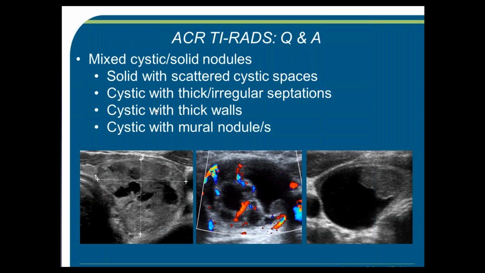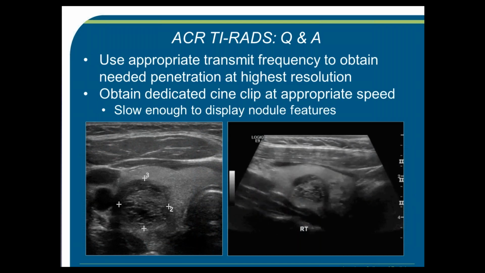They can be cystic with thick walls. Franklin showed an example of that earlier. Or they can be cystic with mural nodules, and Franklin showed examples of those earlier, similar to this one. That's what you typically see with mixed cystic and solid nodules.